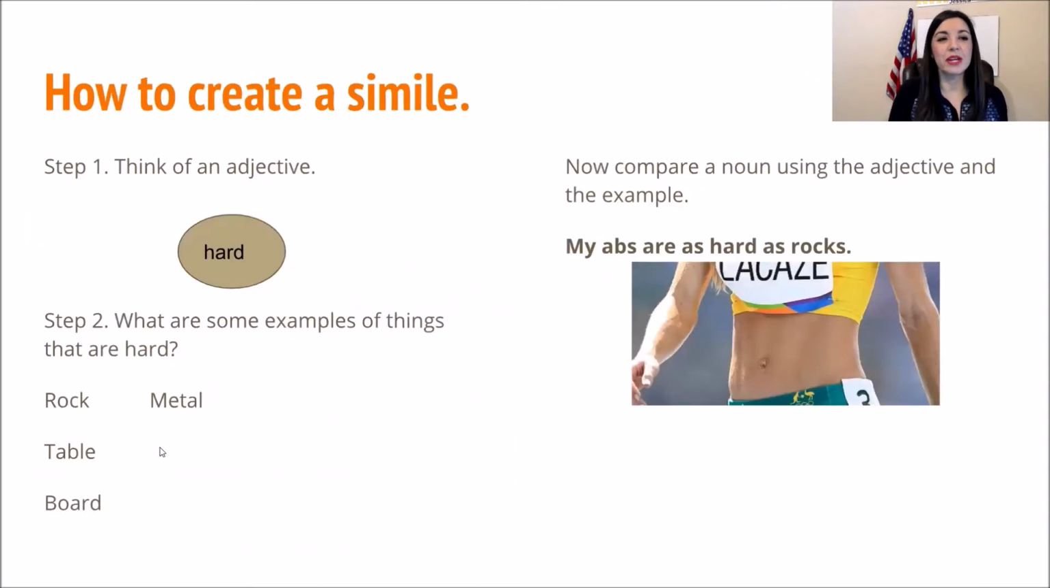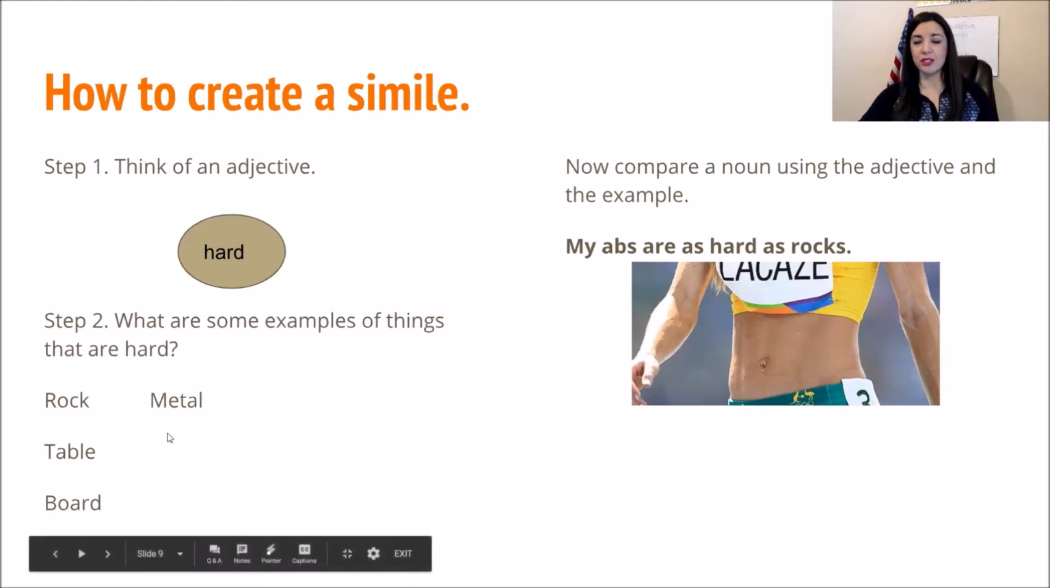Let's keep going. How to create a simile. So first, think of an adjective. In this case, hard. I just thought of a common adjective. Something hard, like it feels hard. What are some examples of things that feel hard? I thought rock, table, board, metal. All of those things are hard.